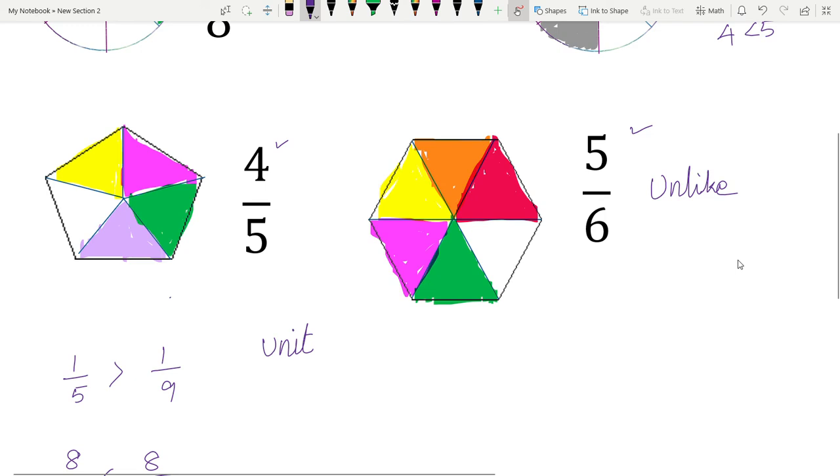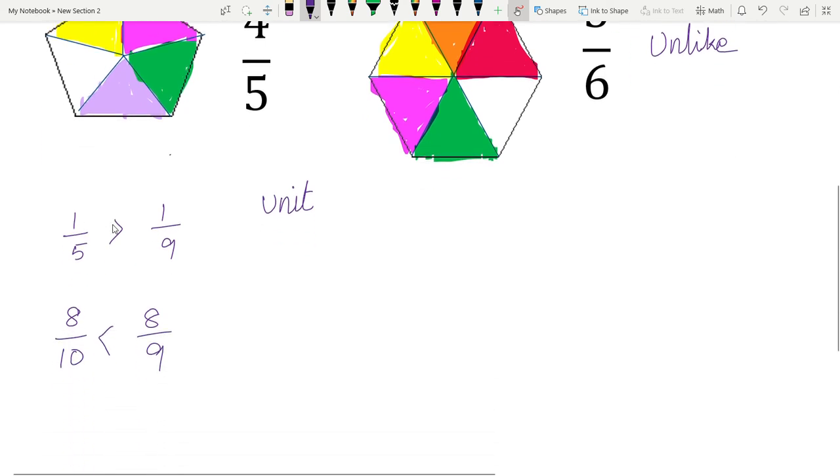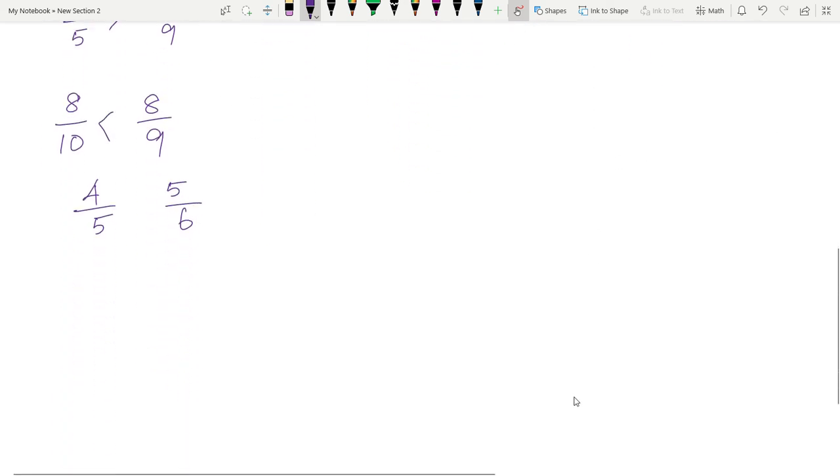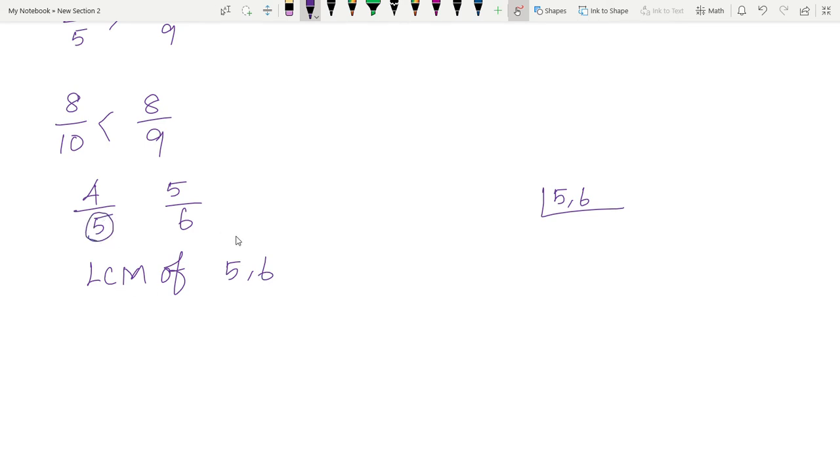Okay. Now we can compare the unlike fraction. Shall we write the question here? 4 by 5 and 5 by 6. These are the unlike fractions we have to compare. Look at here. The denominators are different. So we have to take the LCM of the denominators. What are the denominators here? 5 and 6, isn't it? We have to find the LCM of 5 and 6.